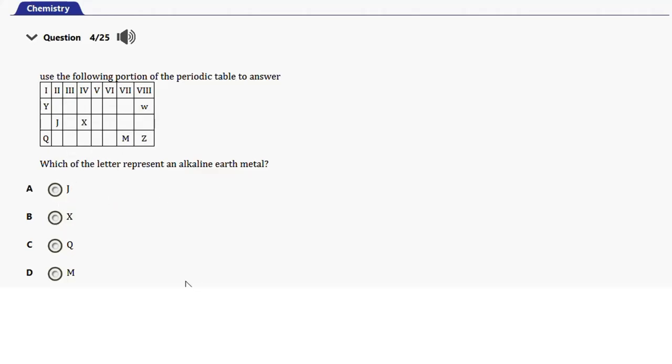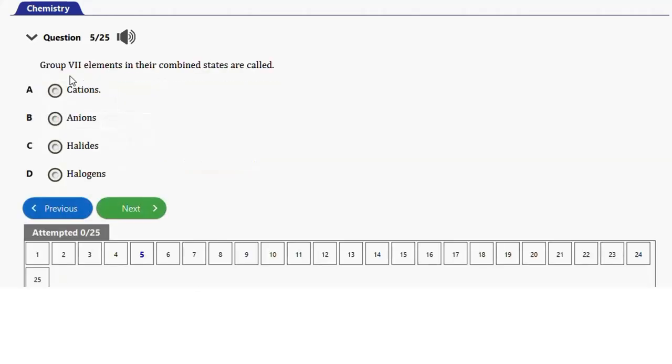The next question will be this one. It says group 7 elements in their combined states are called real cations, anions, halides, halogens. So group 7 elements are called halogens. So that should be the answer to this question, option D.